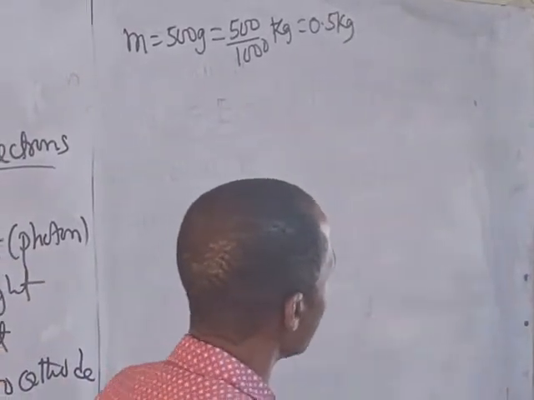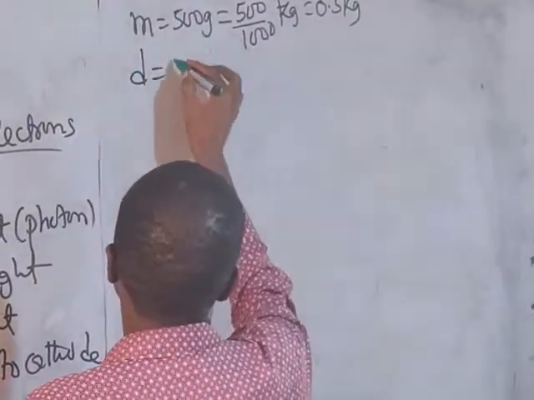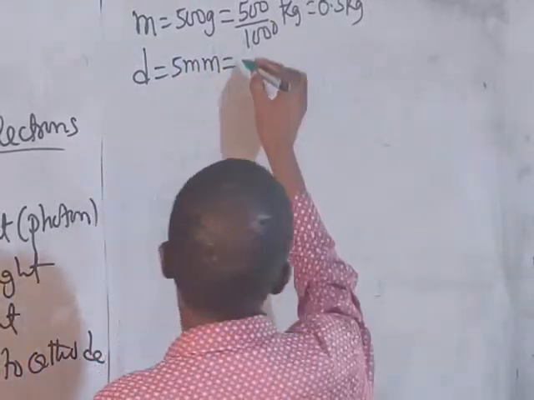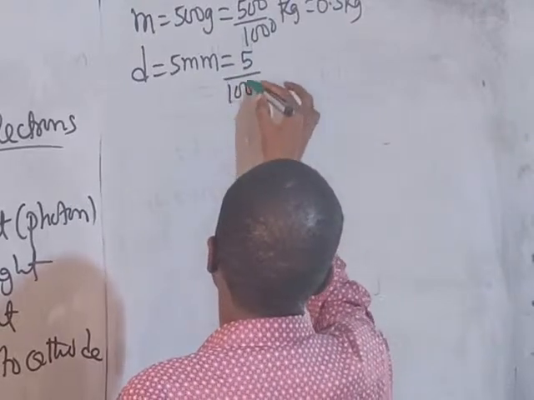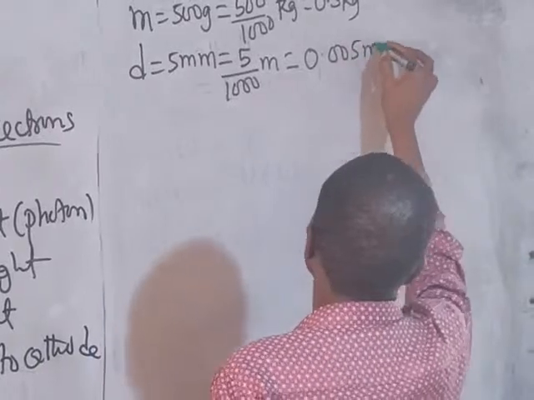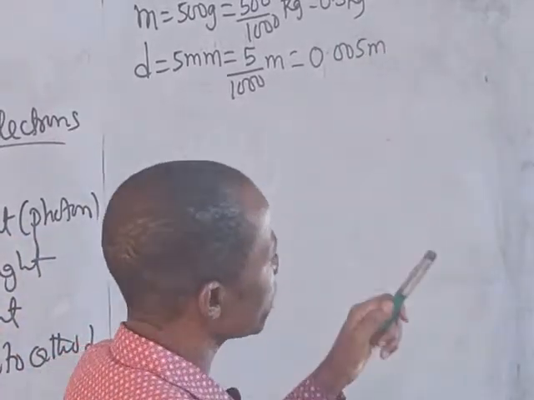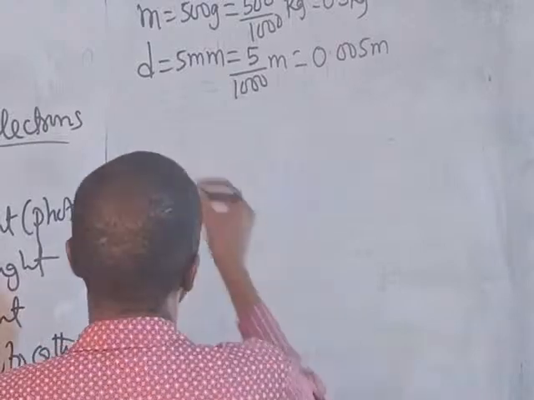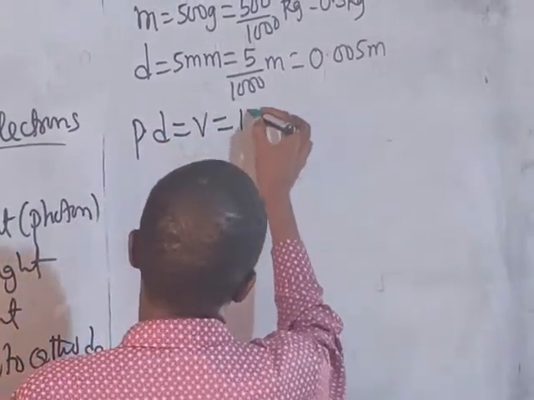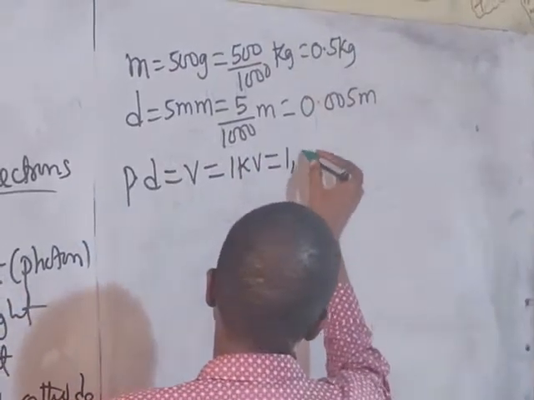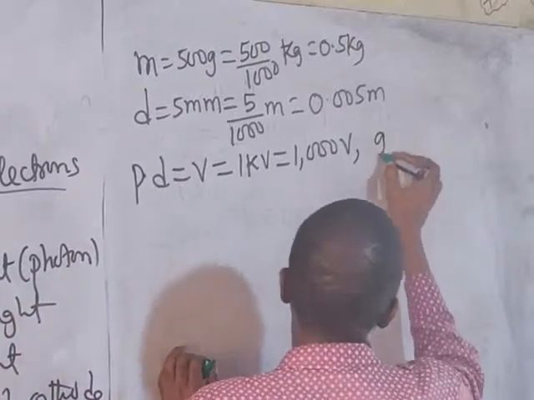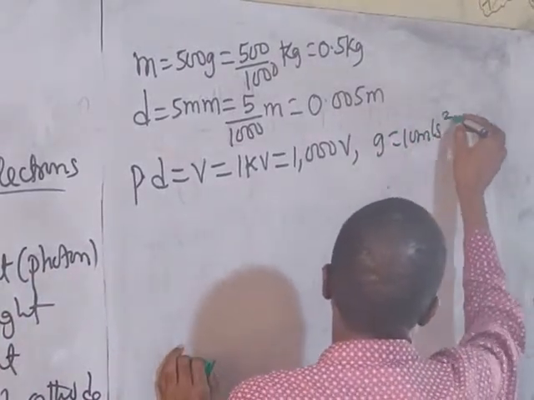Located at a distance 5 millimeters. So distance D is 5 millimeters. Can we make use of the 5 millimeters? No. We have to convert to meter. So that's going to be 5 all over 1000 meters. That gives us what? 0.005 meters. Now, between two plates with a potential difference of 1 kilovolt. So potential difference, PD, is equal to V, which is 1 kilovolt, which is same thing as what? 1000 volts. So we are given our acceleration due to gravity to be 10 meters per second squared.